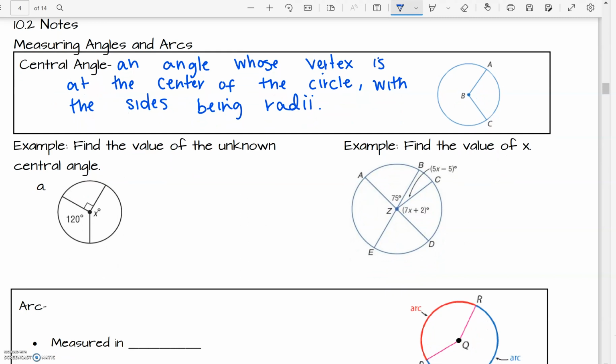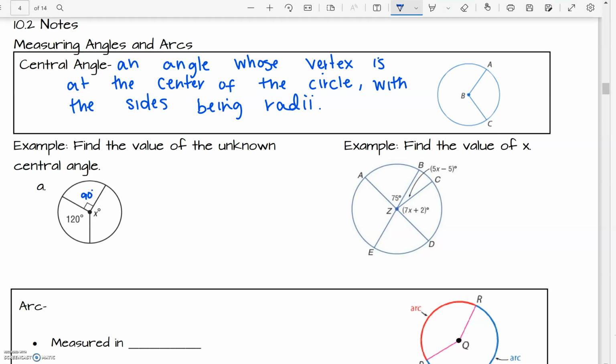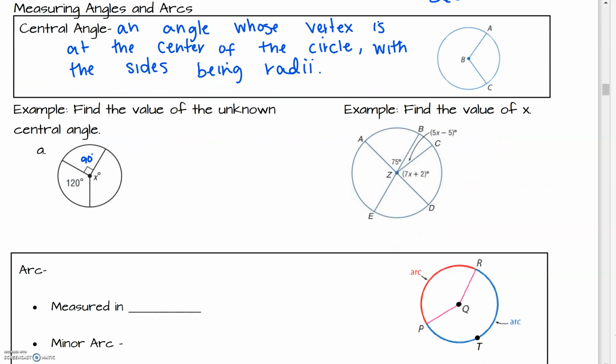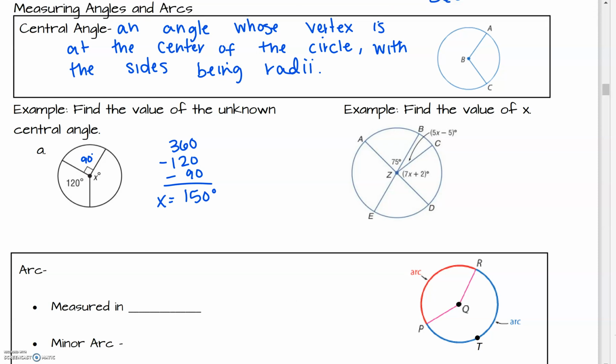So if we look at our circle, we have our usual right angle marking there, so that does mean 90. A circle itself, if you recall, is 360 degrees. So if we have 120 and we have 90, we are going to subtract those to figure out what's left for x there, which would be 150 degrees.